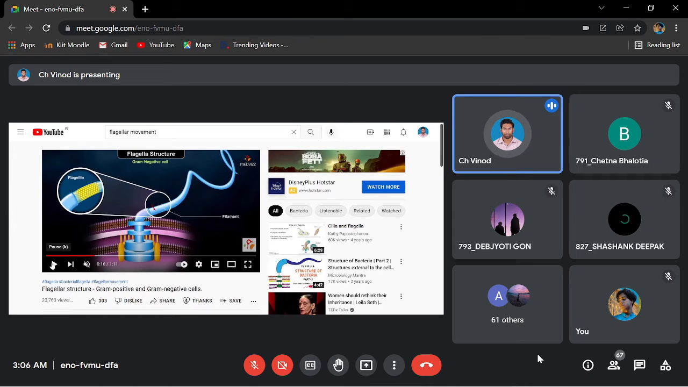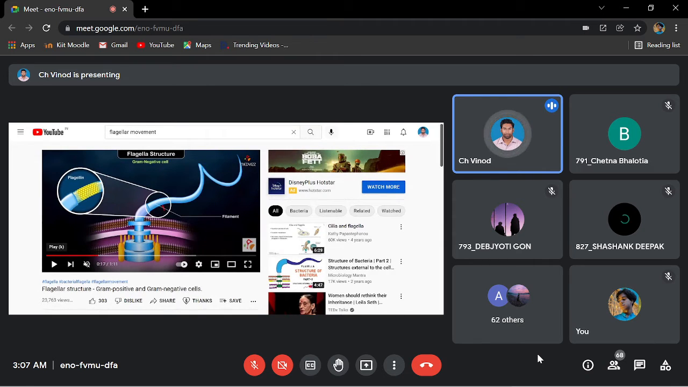Look at the way the flagella is moving. Now this is a clockwise direction. This kind of direction is exhibited when the bacteria has to swim. That means when the bacteria wants to go from one place to another, at that point of time, the direction of rotation is clockwise. Simply remember that.